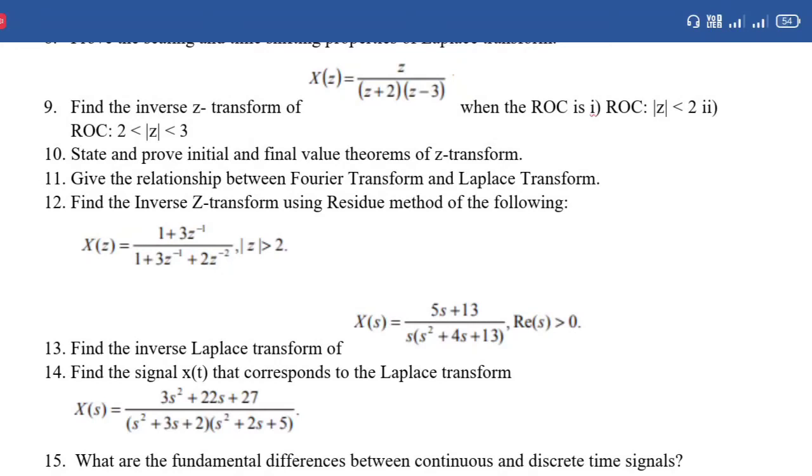Find the inverse Laplace transform of X of s equal to 5s plus 13 by s into s square plus 4s plus 13, with real part of s greater than 0.